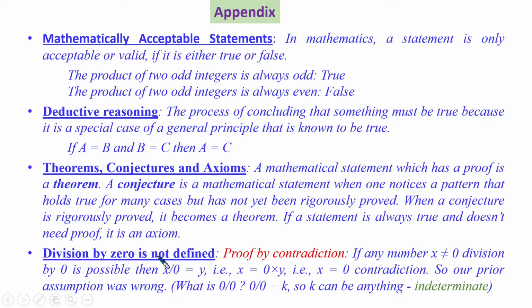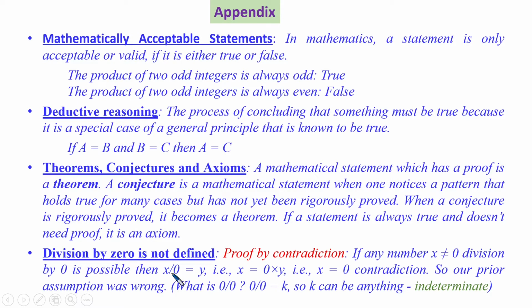Then, division by zero is not defined. So this we will prove by contradiction. We will say what proof by contradiction is in the next slide. So how do we prove division by 0 is not defined? If any number x is not equal to 0, and division by 0 is possible, then x by 0 is some other number, say y, some other real number. Then x divided by 0 is equal to y, because you are saying that division is possible by 0 and x is non-zero. So y may be some real number.